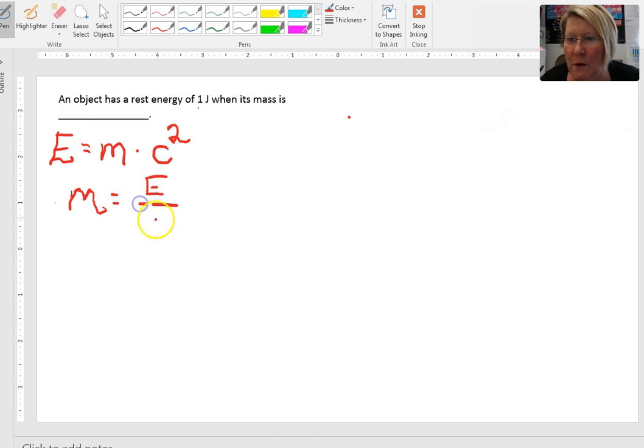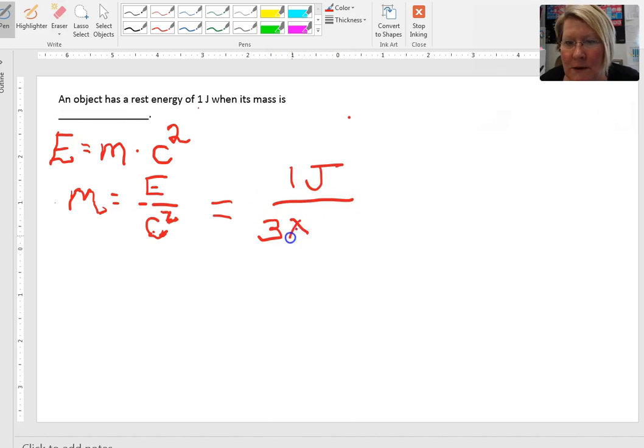So rearrange the equation. So I've rearranged the equation so that mass is energy divided by the speed of light squared. They tell us that the energy is 1 joule. The speed of light is 3 times 10 to the 8th meters per second. And the one thing we cannot forget to do is to square that.